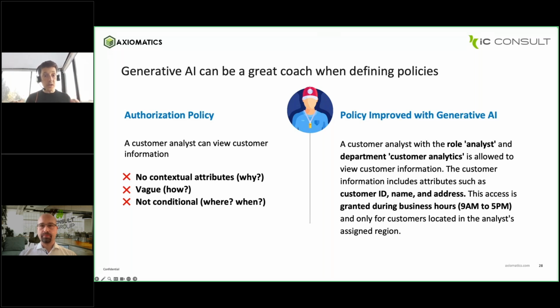But let's take it with a pinch of salt. AI doesn't always get everything right. So, remember, don't take the human out of the equation. You still want to review what AI is telling you. Moving on.